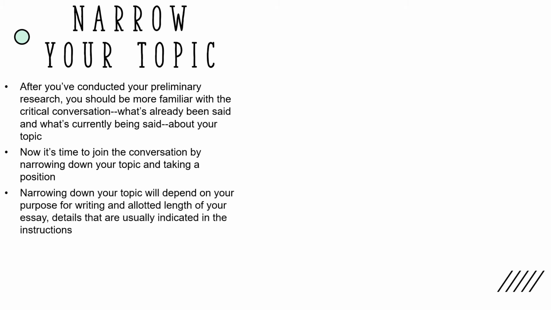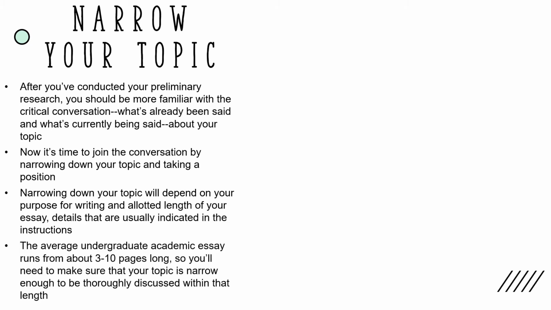Narrowing down your topic will depend on your purpose for writing and the allotted length of your essay, details that are usually indicated in the instructions for the writing assignment. The average undergraduate academic essay generally runs from about 3 to 10 pages long, so you'll need to make sure that your topic is narrow enough to be thoroughly discussed within that length.